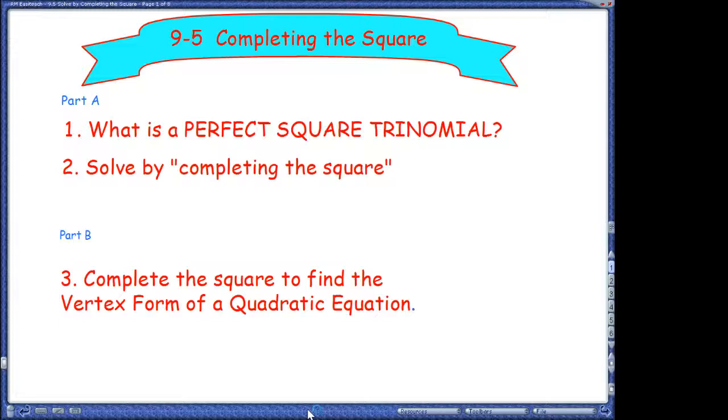Today's lesson is about completing the square, and this is actually a quite difficult lesson. You may want to pause the video and listen to what I am saying a second time so that you understand all the small details on how to do this completing the square. So these are the three things we are going to complete today.